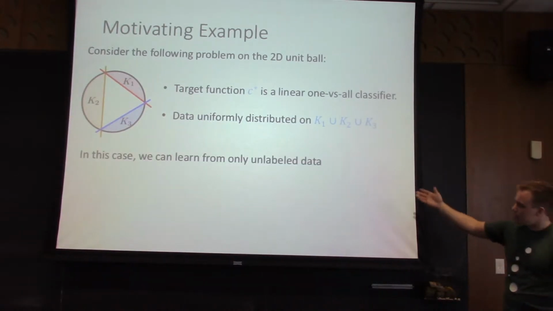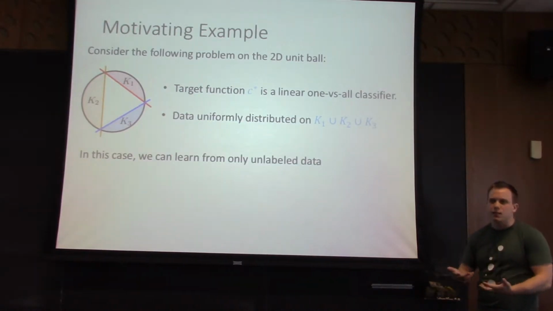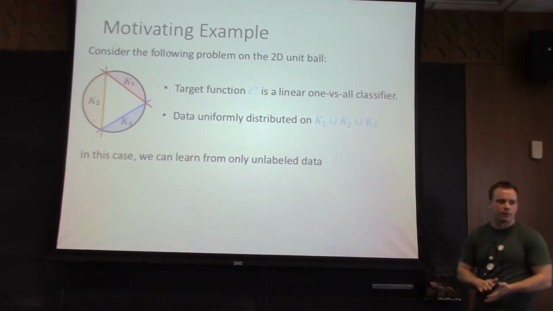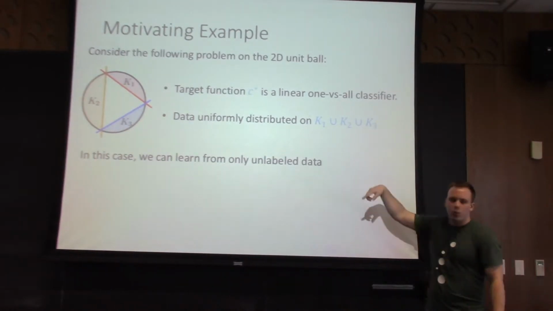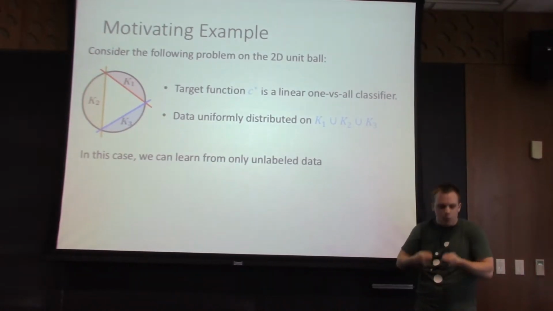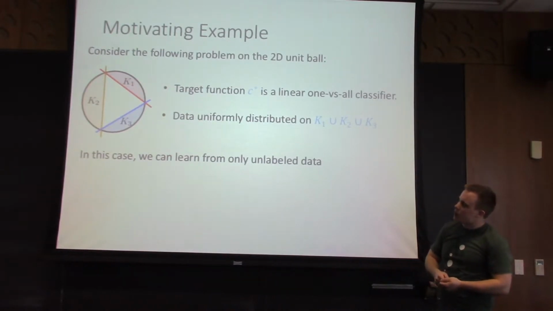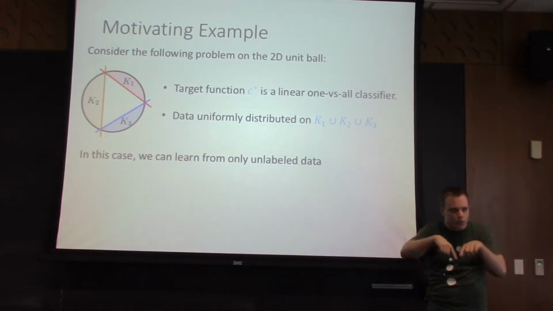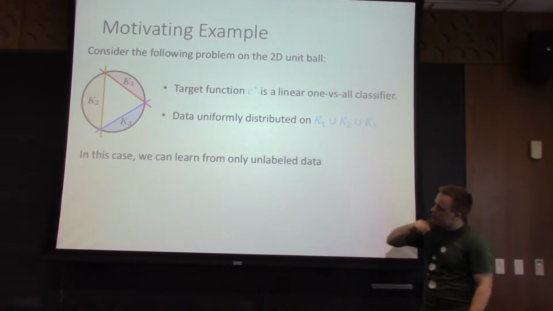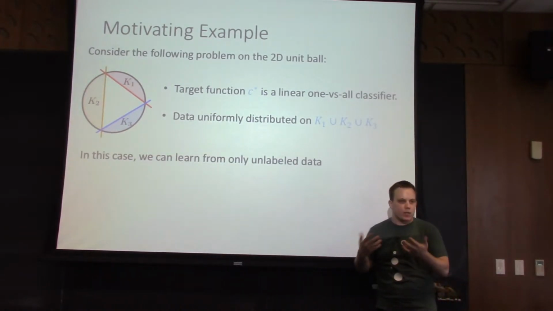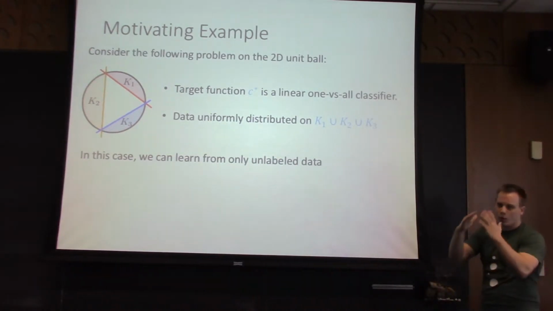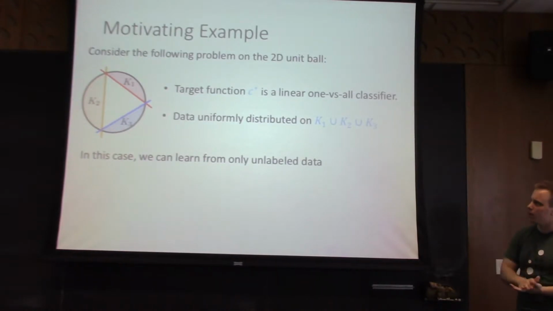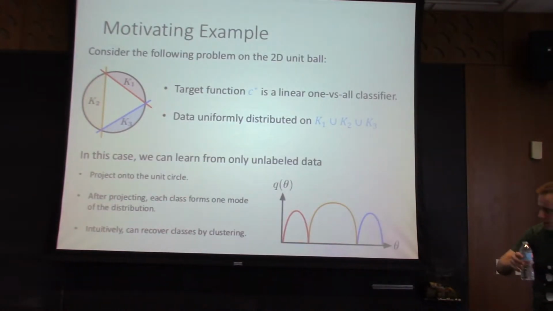Okay, and so my claim is that in this particular case, you can actually recover the classes from only unlabeled data. So obviously you won't know which class is which, but just from looking at unlabeled examples, you can recover which region corresponds to each class. And it's intuitively clear just by looking at the picture, somehow these classes are well separated, right? This white triangle in the middle is cutting them off from one another.